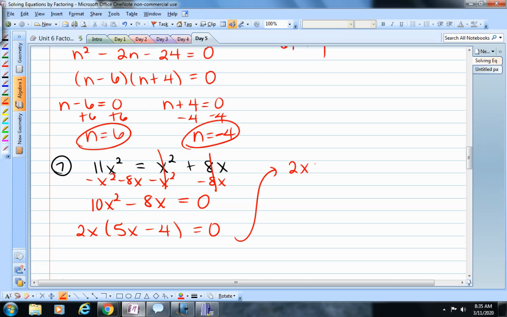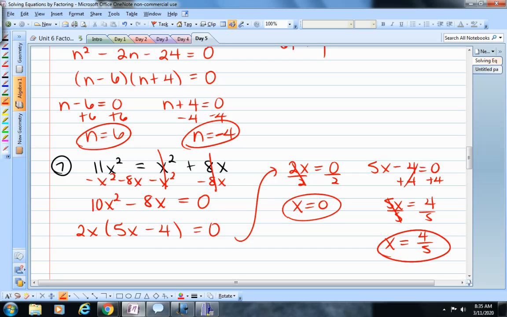So you got to say 2x equals 0 and 5x minus 4 equals 0. How do we solve 2x equals 0? Divide by 2. What's 0 divided by 2? 0. And then over here, you add 4. 5x equals 4. Then what? Divide by 5 and x equals what? 4/5. 2 solutions. Questions?